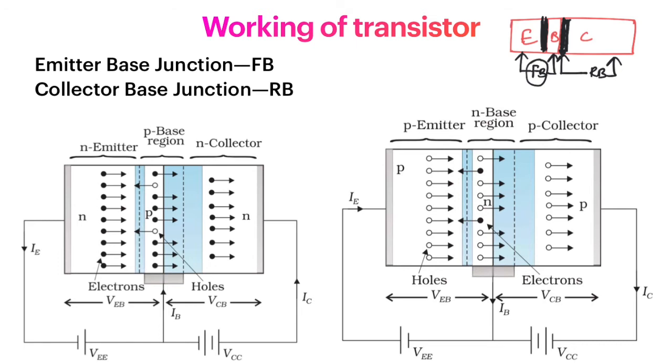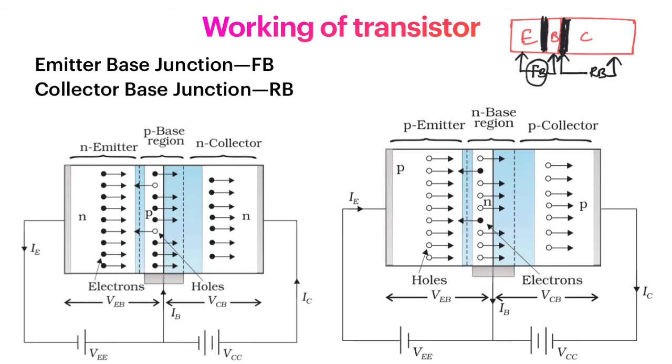Yes or no? So you can see this is the P region, connected to the positive terminal, and this is the N region, which is connected to the negative terminal. So you can say that the emitter base junction is in forward bias. Okay, then is the collector base junction in reverse bias or not? Let's check this junction.